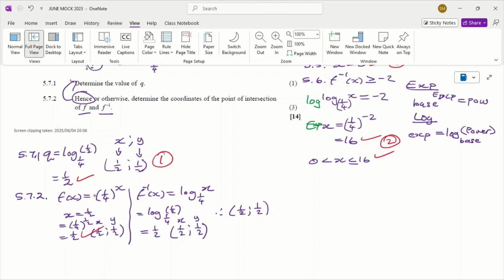So that is it for our exponential function. The next question is question 6, which deals with the parabola.